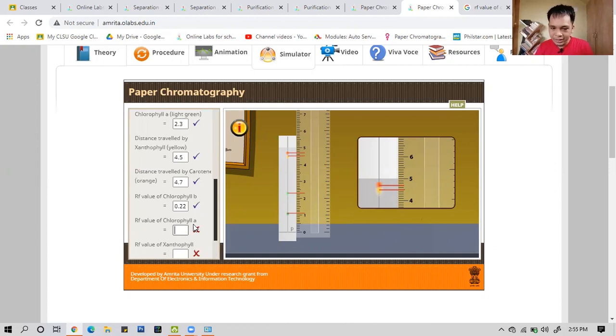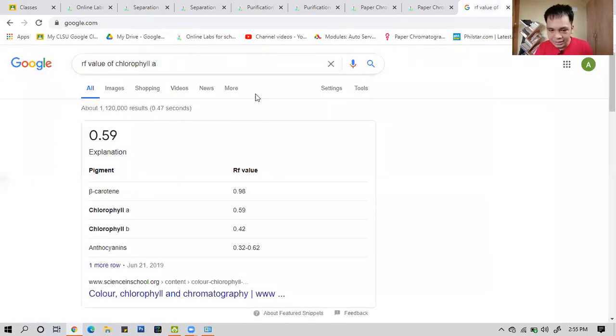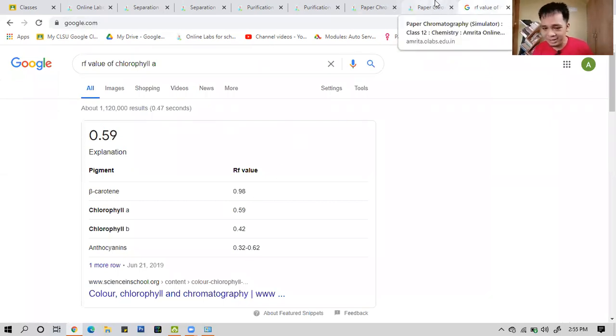And then so and so forth for chlorophyll A, 2.3 divided by 5 is equals to 0.46 here. And then for the xanthophyll, 4.5 divided by 5 here, that is 0.9. And then for beta-carotene, 4.7 divided by 5, and that will be 0.94. So, tumama ba sa ating literature? Okay, beta-carotene 0.98. Pero syempre, experimental value naman yan.